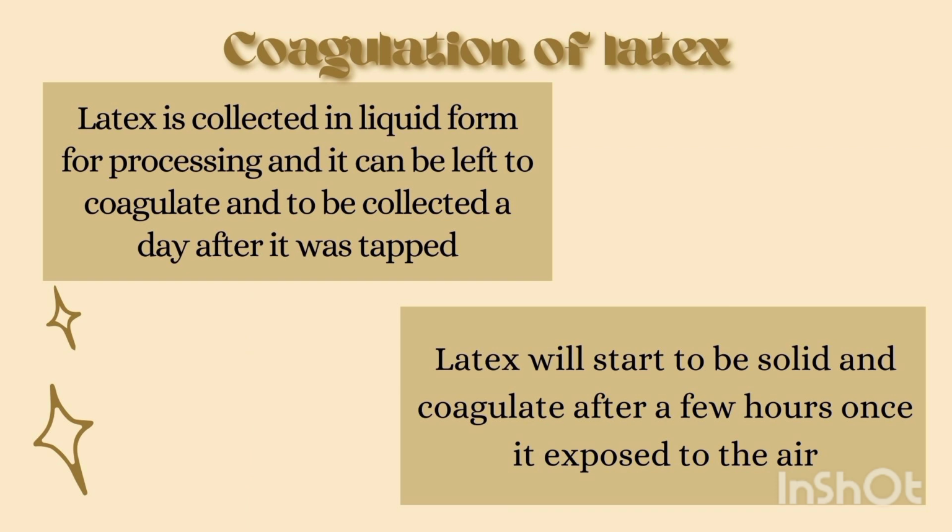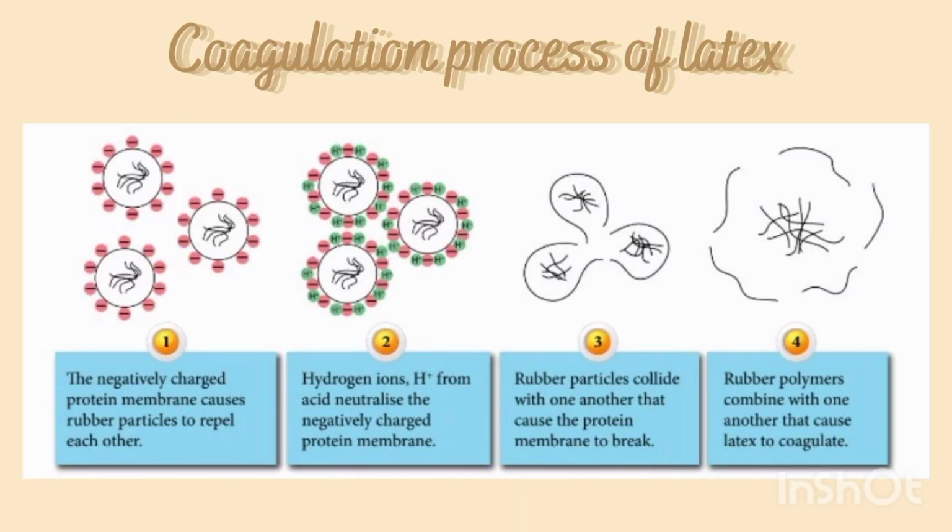Now we go to coagulation of latex. Latex is collected in liquid form for processing, and it can be left to coagulate and be collected a day after it was tapped. Latex will start to become solid and coagulate after a few hours once it is exposed to the air. Do you know why this process happens? We are going to discuss it in the coagulation process of latex.